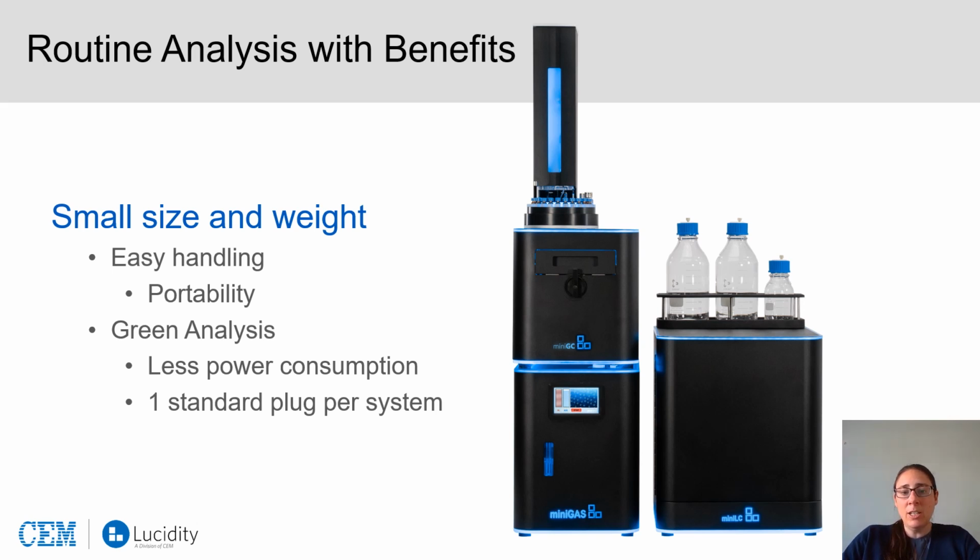In addition to this small size and weight, particularly for the miniGC, is the fact that that oven is smaller. So you're going to be able to heat it faster. You're going to be able to cool it faster. So the time from run to run is actually less. So there's a little bit of time savings there as well. All of this falling into CEM and Lucidity's passion for smaller, faster, more efficient. Okay, so let's move on with the benefits of these systems.